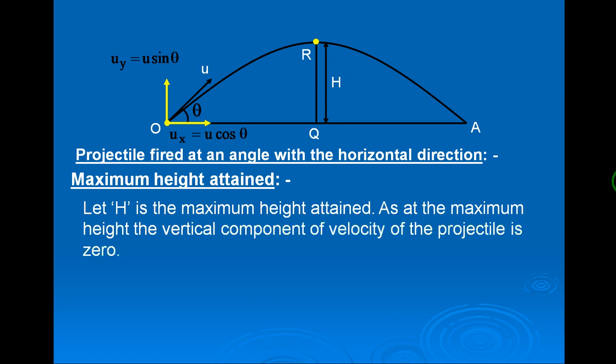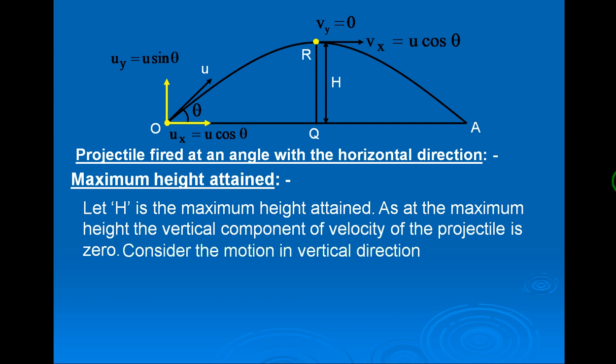As at the maximum height, the vertical component of velocity of the projectile is 0. Therefore, Vy is equal to 0 as shown in the diagram. The horizontal velocity remains the same. Vx is equal to u cos theta because there is no acceleration in the horizontal direction and the horizontal component of velocity remains the same, that is, Vx is equal to u cos theta.